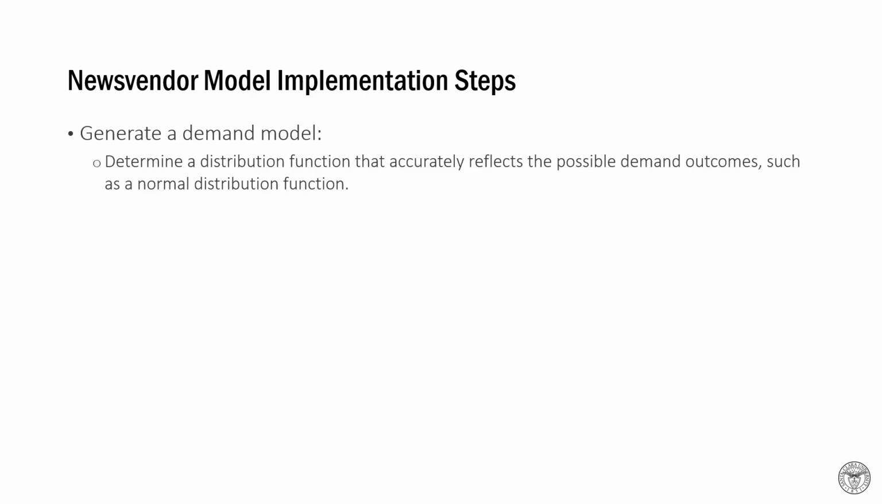To effectively implement the Newsvendor model, we follow several key steps. First, generate a demand model. The first step involves determining a distribution function that measures the range of possible demand outcomes. This could be a normal distribution function or any other function that aligns well with your specific scenario.